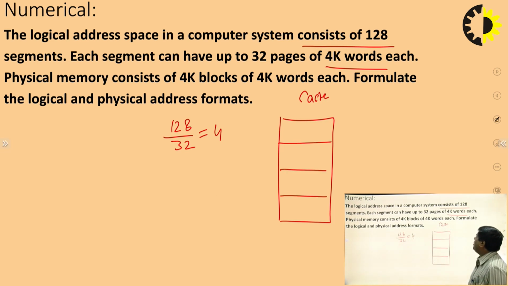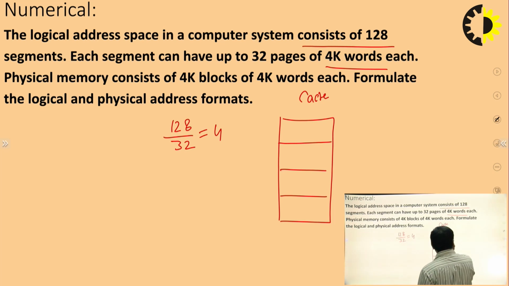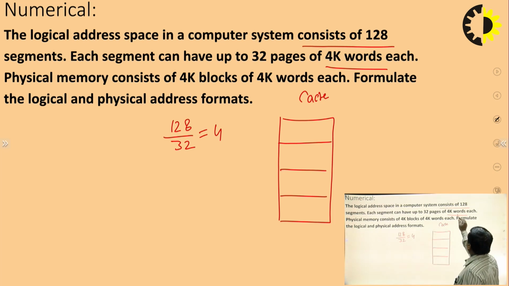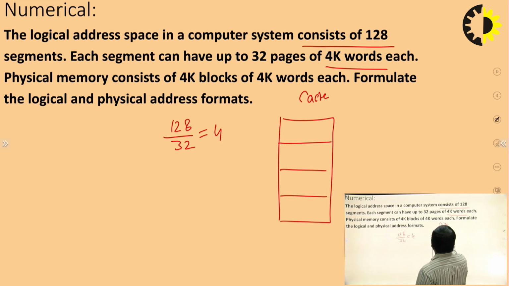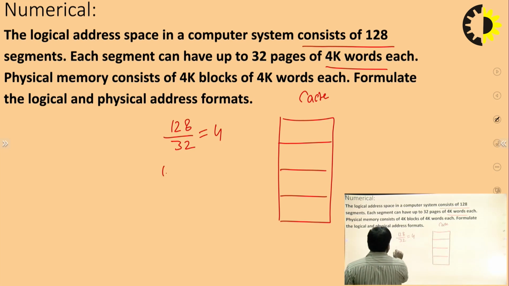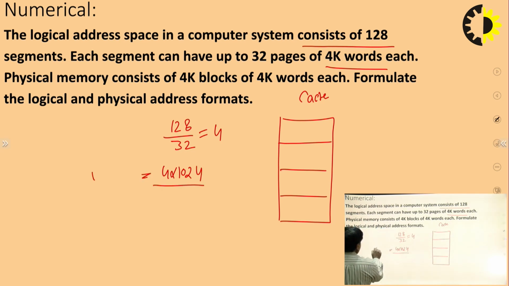Four number of blocks available in the cache memory. And what is the word size? Word size is 4K. What is the 4K? 4 into 10, that is the word size.